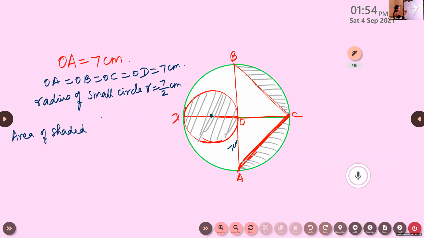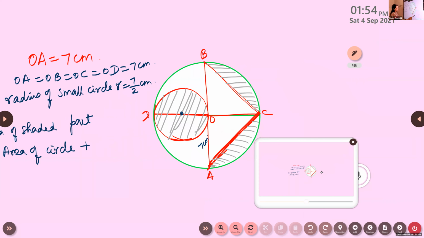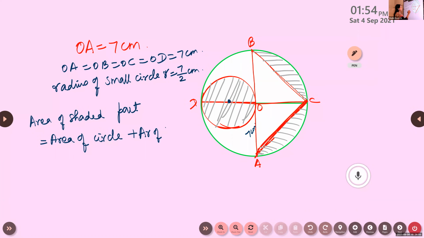Area of the shaded part is equal to area of circle plus area of 2 segments. Is it 2 segments? Look here. What will be the angle here? 90 degree. So this question you can do in so many ways, children.